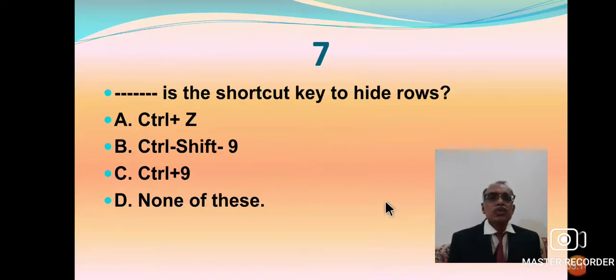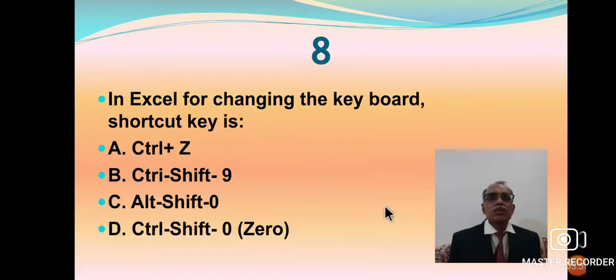Question number 7. What is the shortcut key to hide rows? A. Control Z, B. Control Shift 9, C. Control plus 9, and D. none of these. So here the correct answer is C, Control plus 9.